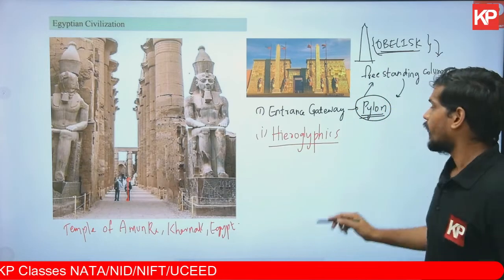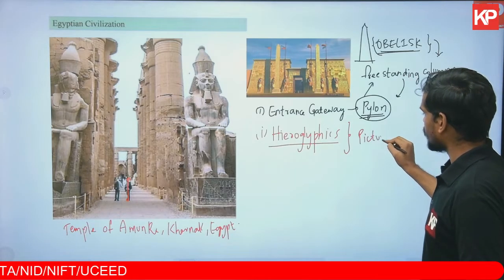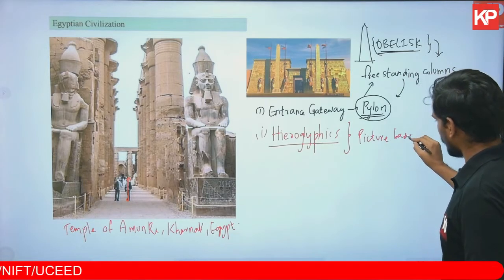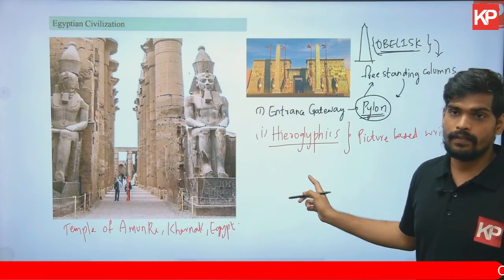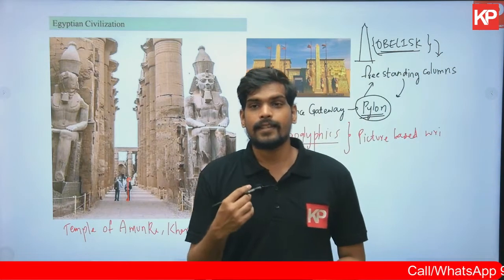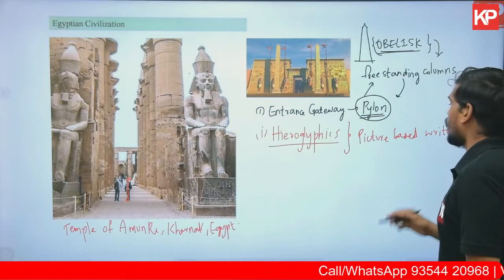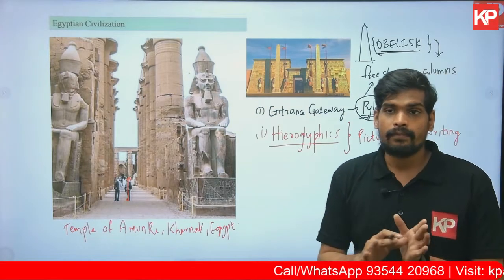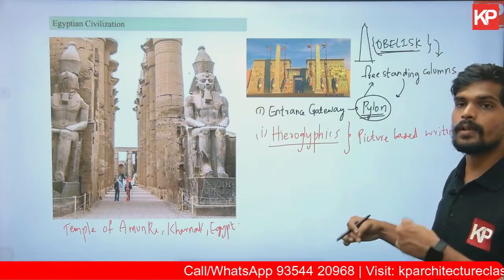Hieroglyphics or hieroglyphs. Hieroglyphs are basically the pictorial writing, picture based. Write down this definition. There was a question in NATA on hieroglyphics. Hieroglyphs or hieroglyphics are basically the picture based writing system. How do we write English? Using the English alphabet, which has 26 letters. But in ancient Egyptian times, it was a picture based writing system.